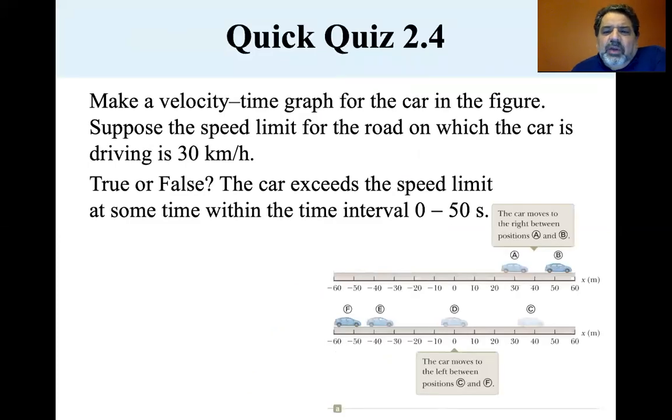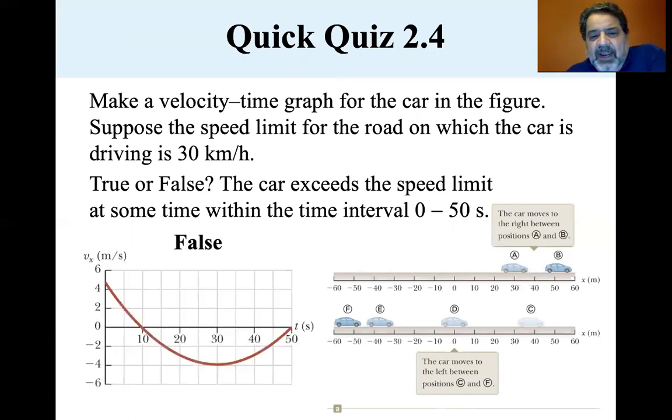Okay, let's do a quick quiz. Make a velocity versus time graph for the car in the figure. Suppose the speed limit for the road on which the car is driving is 30 kilometers per hour. True or false, the car exceeds the speed limit at some time within the interval 0 to 50 seconds. Well, I don't think I'm going to wait for you to make a graph, the answer is false. If you were to make a graph, you would see that it peaks at about 4.6 meters per second, and it drops down from there.